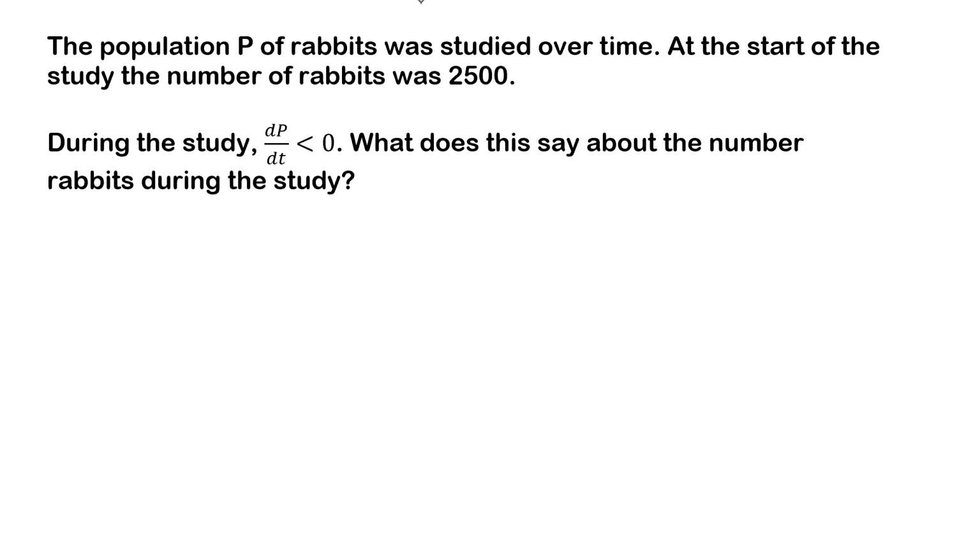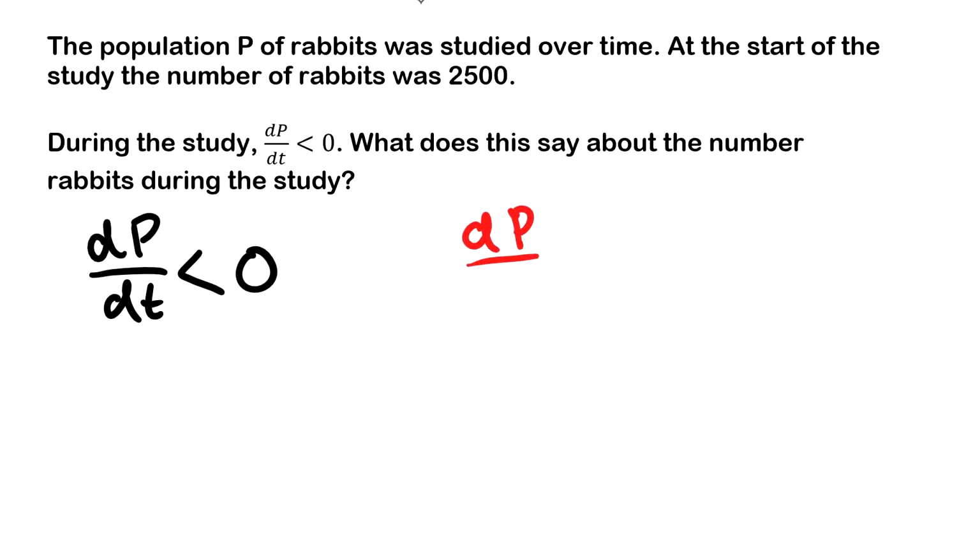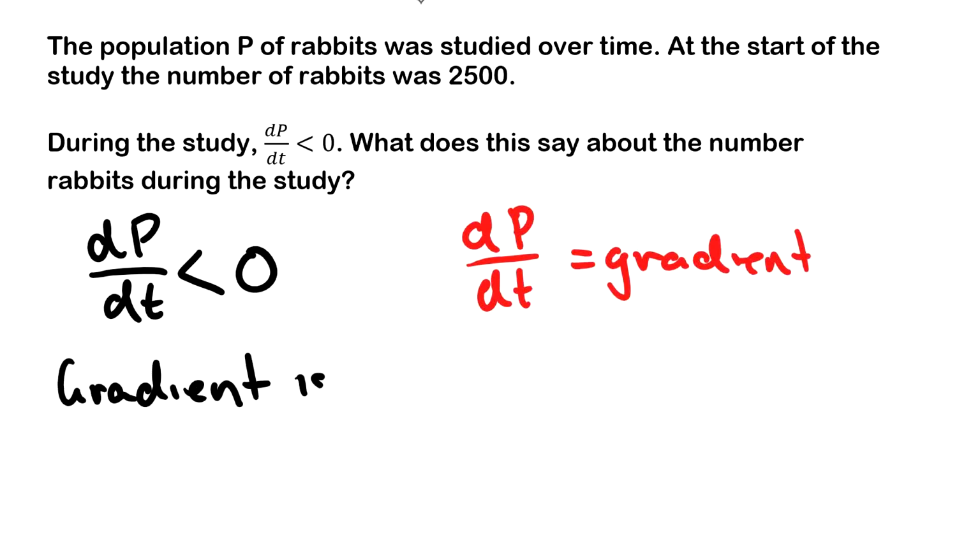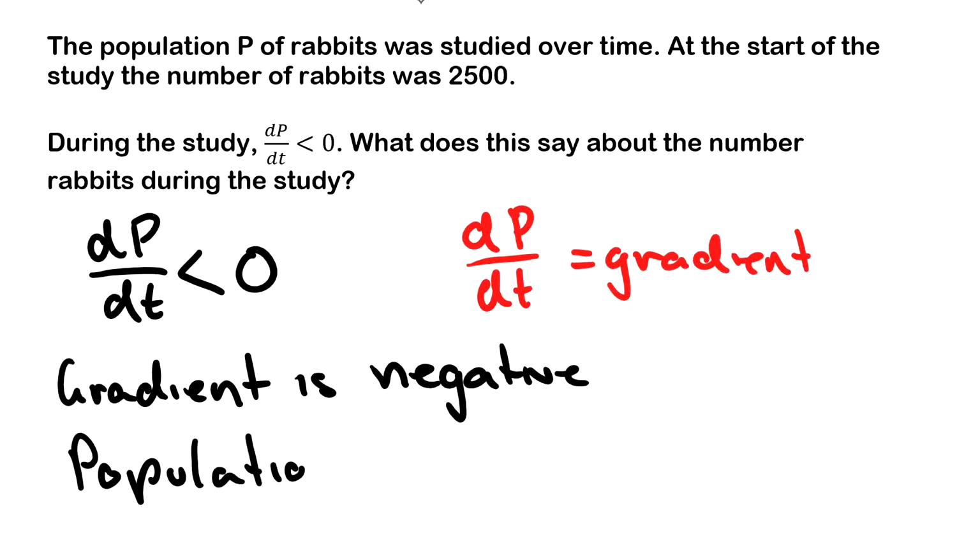Okay, so again, we're saying that dP/dt, so all that means is the population over time, is less than 0. And remember, dP/dt is in relation to the gradient. So if it's less than 0, we know that the gradient is also negative. And when a gradient is negative, it means we're decreasing in population. So the population is decreasing. Because it's going downwards, it's a negative gradient.